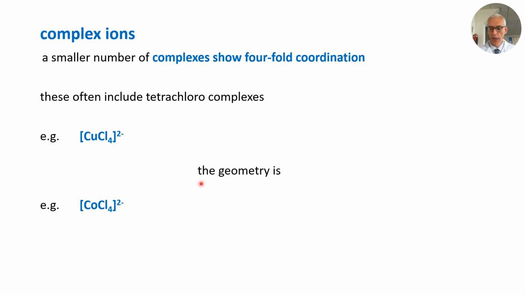Referring to the valence shell electron pair repulsion theory, decide on the geometry and the bond angles around the central metal ion. Come back to check against mine.